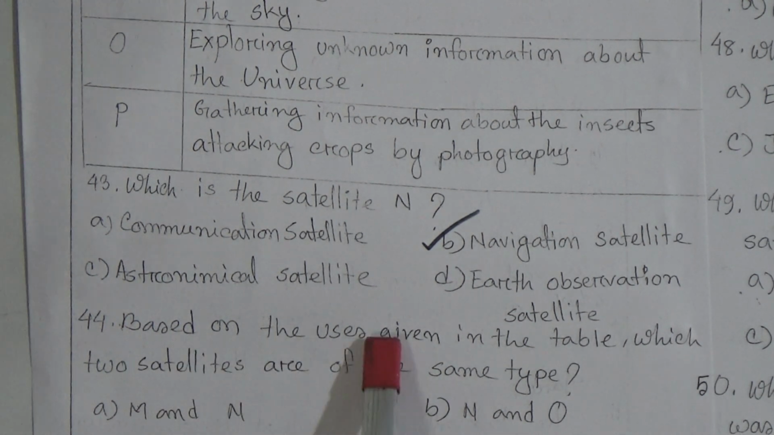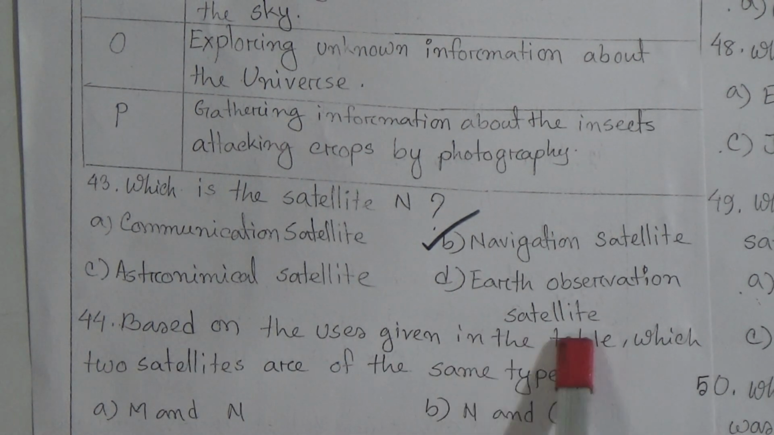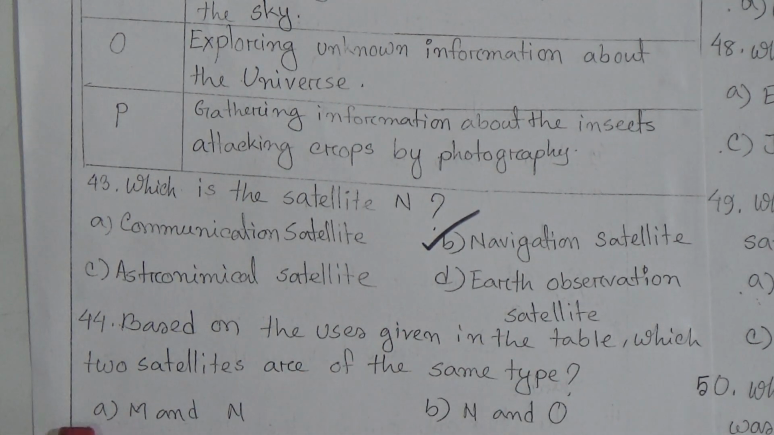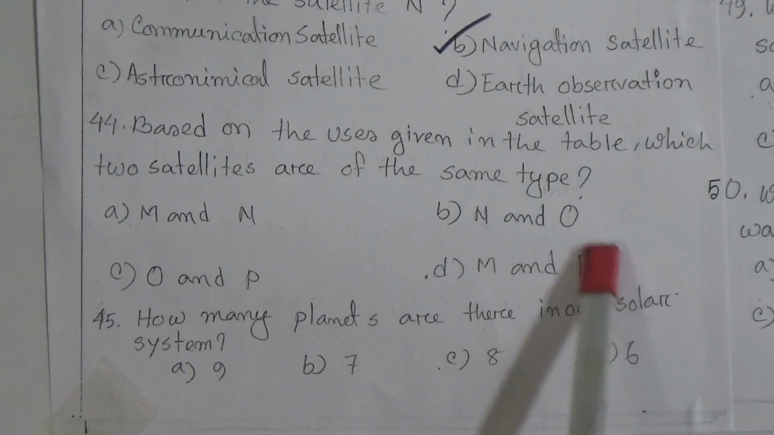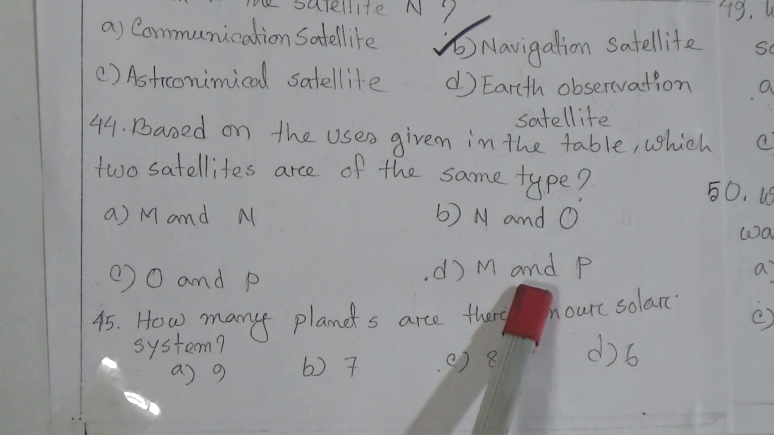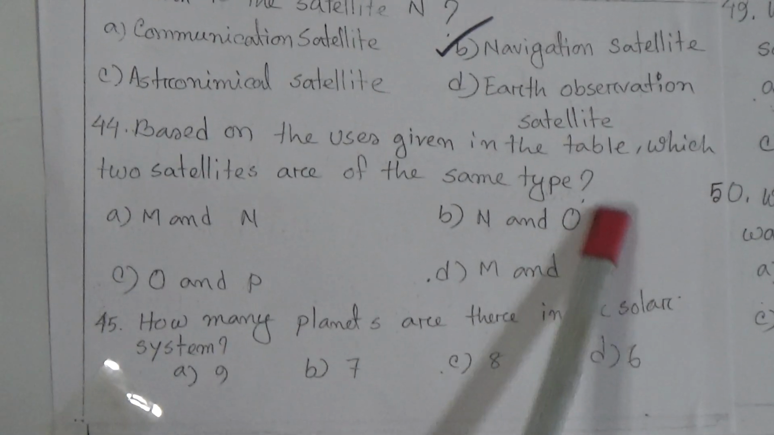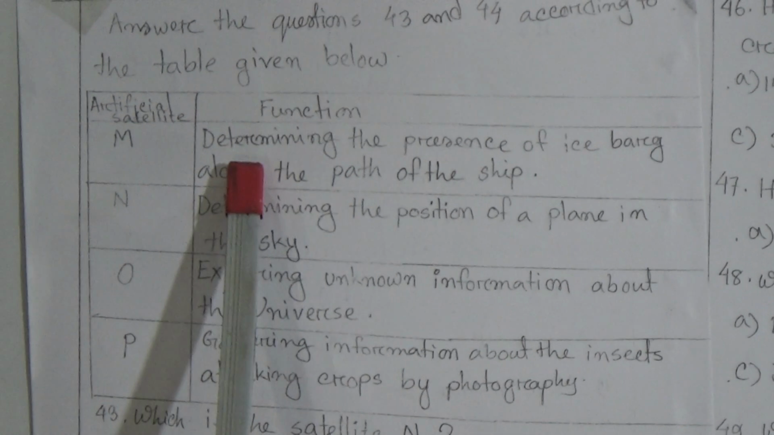Based on the uses given in the table, which two satellites are the same type? Dear students, options are A, M and N; B, N and O; C, O and P; and D, M and P. For finding this answer, we have to come to the stem again.